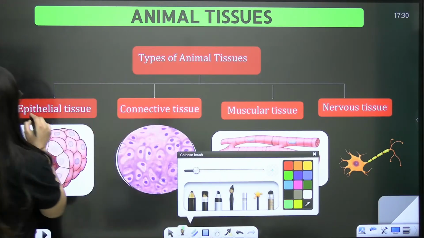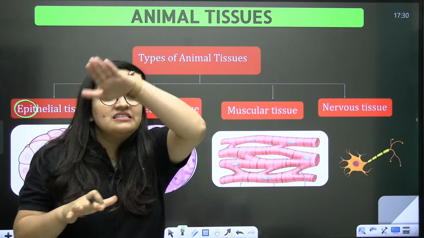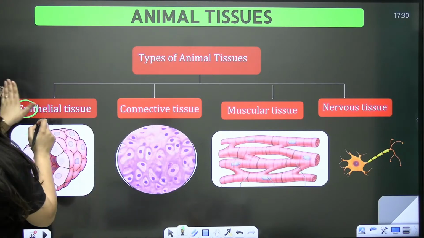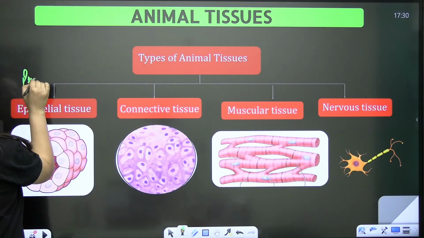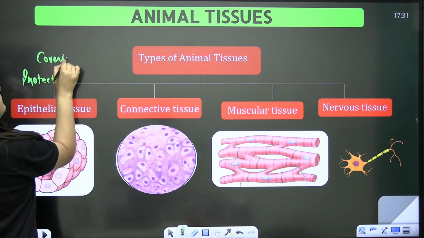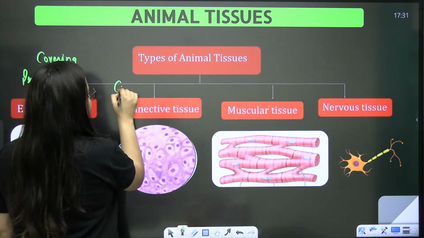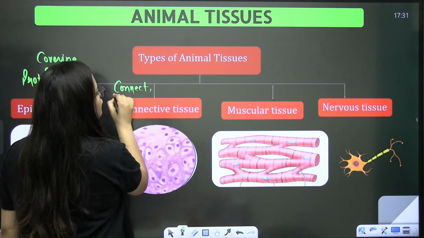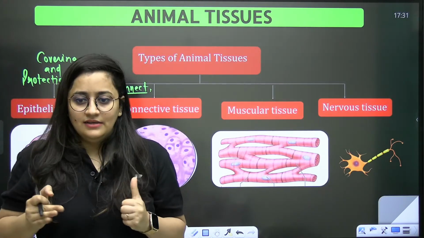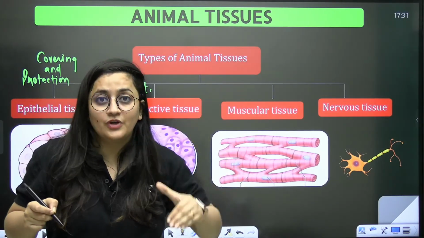So bache, epithelial, epi means above, upon, right? It is present over something, it is meant for protection. What is the role of this epithelial tissue? It is meant for the covering, for the protection. Connective tissue, obviously, to connect, to join. So it is connecting different cells, right? Like blood is also a type of connective tissue, and you know its function. It also plays a role in transportation as well.